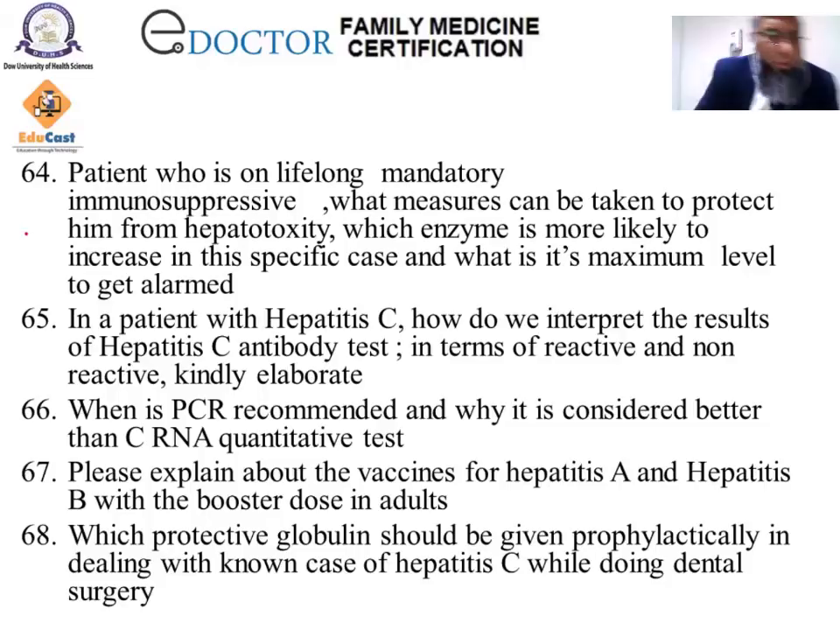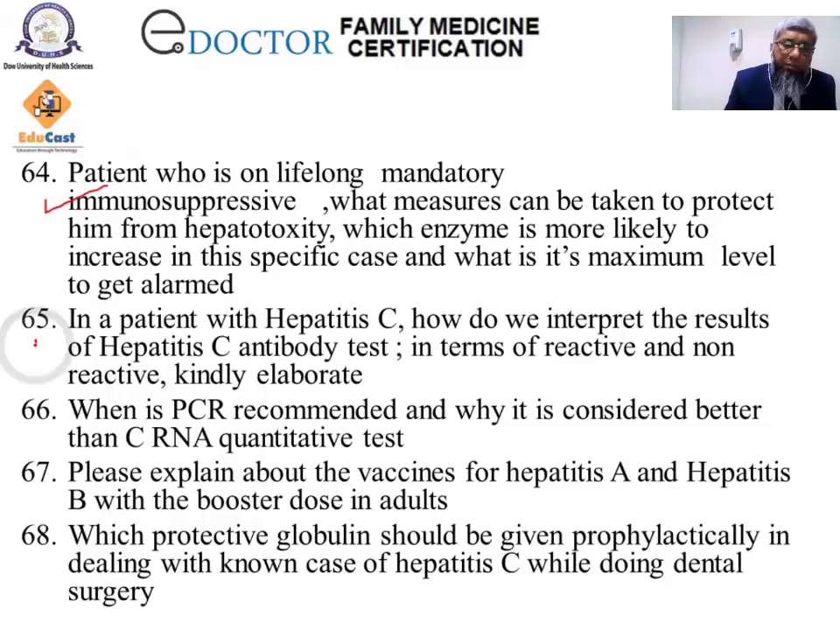Question number 64. For a patient who is on lifelong mandatory immunosuppressive therapy, what measures can be taken to protect him from hepatotoxicity? Which enzyme is more likely to increase in this specific case, and what is the maximum level to get alarmed? ALT is the thing you need to monitor. If your ALT or total bilirubin is going up, refer them back to the transplant center. They are going to monitor.